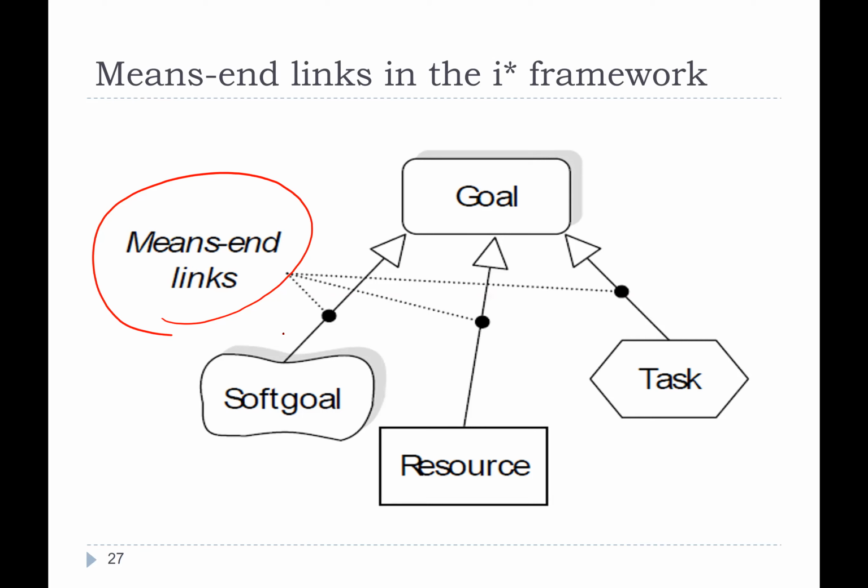Now, it's not all functionality. It could be resources. It could be tasks. And it could also be that I tried to achieve a different goal before that. So my work in achieving that soft goal that you see at the bottom helped me achieve my other goal. We actually saw this a moment ago with the support and the require.